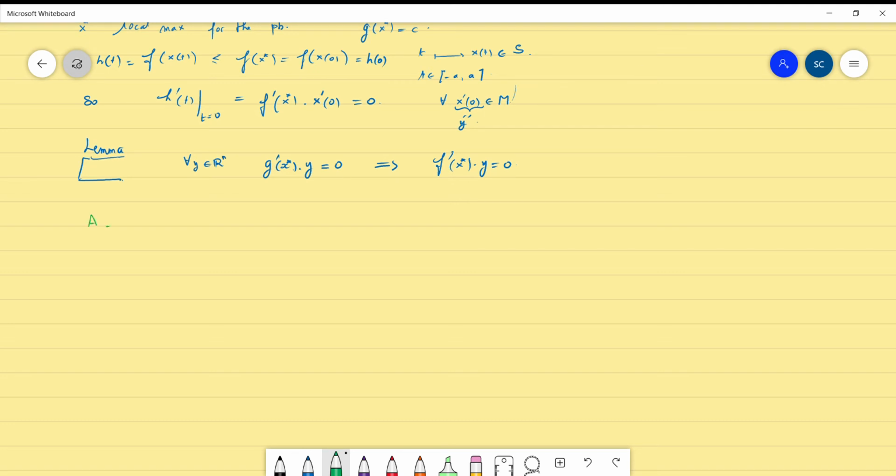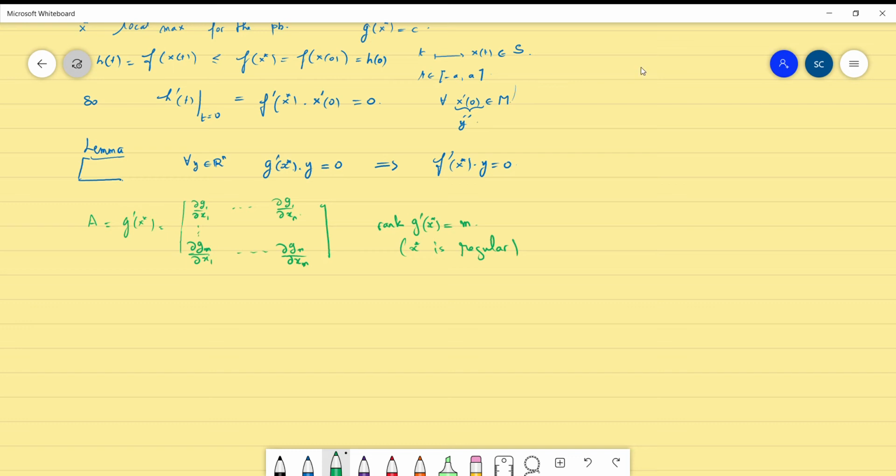Let's denote the matrix A as G prime at x star. It is the matrix formed by the first component, G1, derived with respect to x1 up to dxn, and like that we have m components of functions, up to Gm, d xn. We know that the rank of g prime at x star is m, because we assume that x star is a regular point. We know how to work with regular points, so we need that.